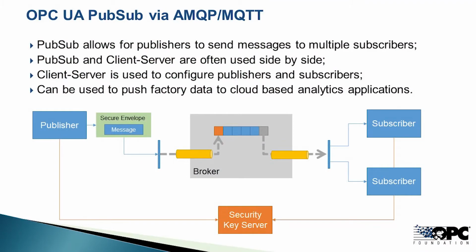And the last one is UA PubSub via any number of relays. So people talk about taking advantage of MQTT or AMQP to get data, to basically distribute it to large numbers of subscribers, distribute it to subscribers in the cloud, to create this nice level of isolation between the two endpoints. And with PubSub, you can do that. You can create these encrypted messages, send them out, and the broker will take care of delivering them.